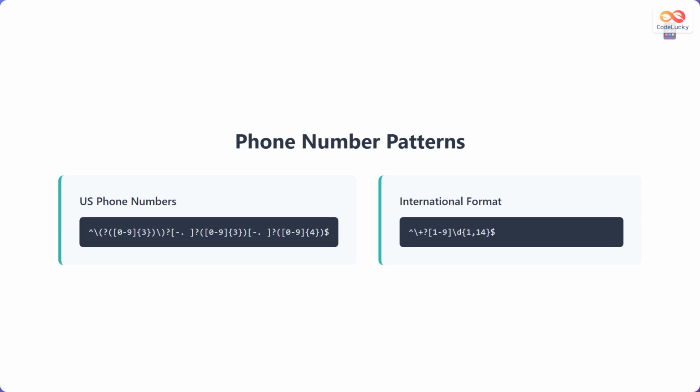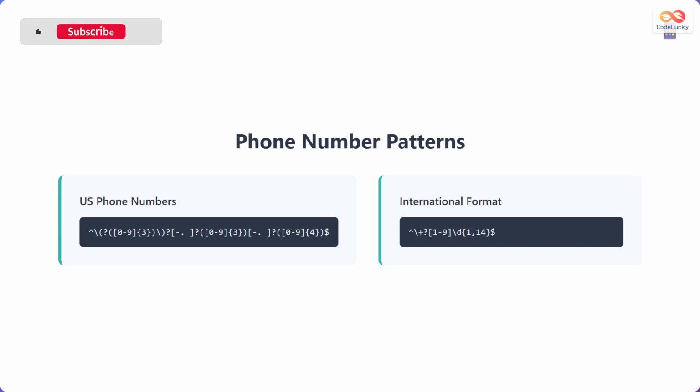The pattern is as follows: backslash open parenthesis, question mark, open parenthesis, 0 to 9, curly bracket open 3 close, parenthesis, question mark, backslash close parenthesis, open square bracket, hyphen, backslash dot, space, close square bracket, question mark, open parenthesis, 0 to 9, curly bracket open 3 close, parenthesis, open square bracket, hyphen, backslash dot, space, close square bracket, question mark, open parenthesis, 0 to 9, curly bracket open 4 close, parenthesis, dollar symbol.